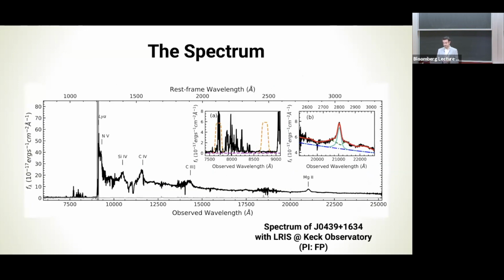So now, this is the spectrum that we actually took with Xiao at the Keck Observatory with LRIS. You can see this is a beautiful spectrum. You can see the magnesium line here, with which the black hole mass, for example, was estimated.